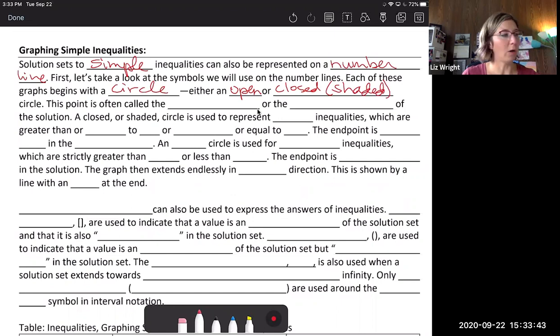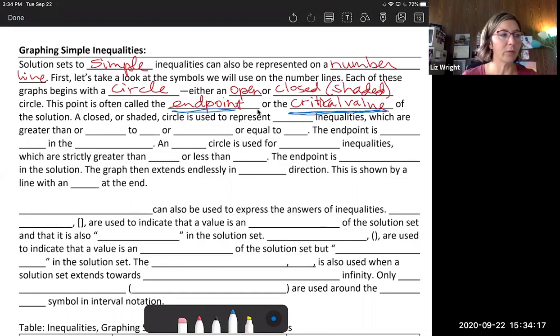This point is often called the endpoint, or the critical value. This is a term I use quite a lot. I'll say, what's the critical value? And you need to know that I'm talking about the endpoint of our solution set.